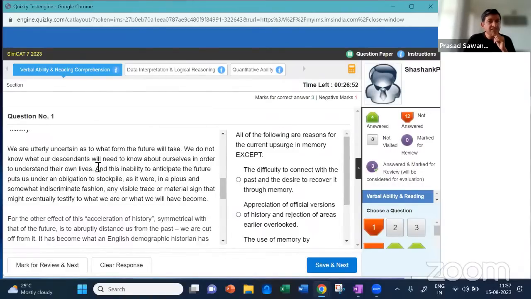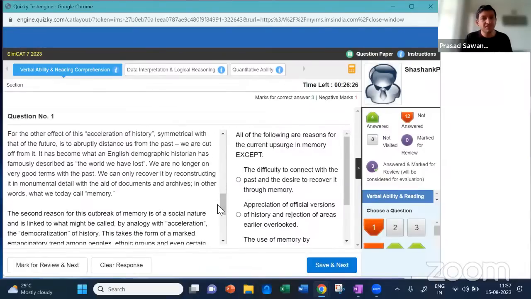We do not know what our descendants will need to know about ourselves in order to understand their own lives. And this inability to anticipate the future puts us under an obligation to stockpile, as it were, in a pious and somewhat indiscriminate fashion, any visible trace or material sign that might eventually testify as to what we are or what we have become. Okay, so we don't know what is going to happen in the future, so we are holding whatever we have, all cultural, societal, whatever knowledge we have, we are just dumping it and thinking that okay, people in the future should not miss out on something that we were because we haven't saved the history as such.